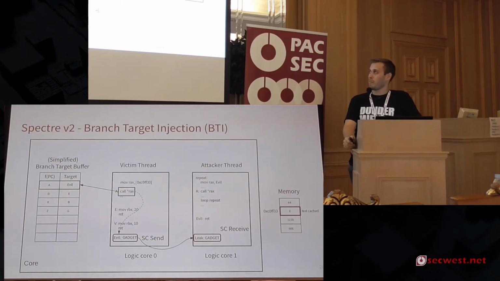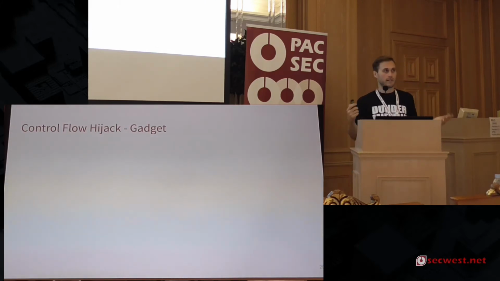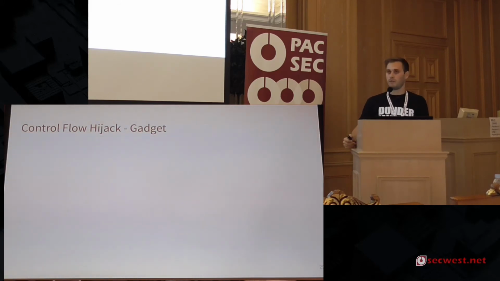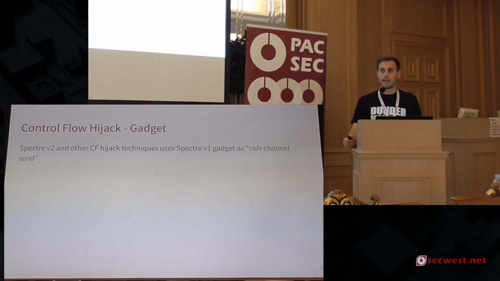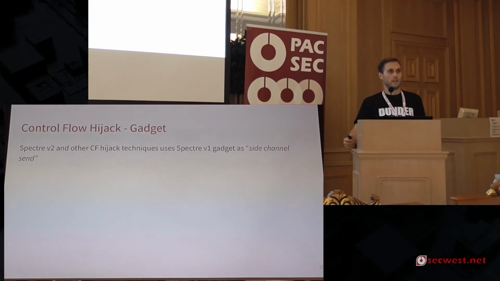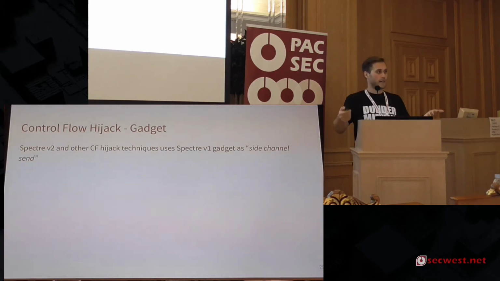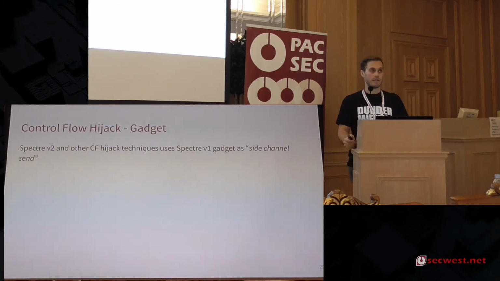which will be used to do the side channel send, and then we will leak through the side channel receive. I've been talking about gadgets, side channel send and receive, but I haven't really given any definition. For Spectre v2, what has been used as a gadget was actually a Spectre v1 gadget. They redirect the control flow of the victim towards a double array access, and using this double array access, they could leak a byte at a time.